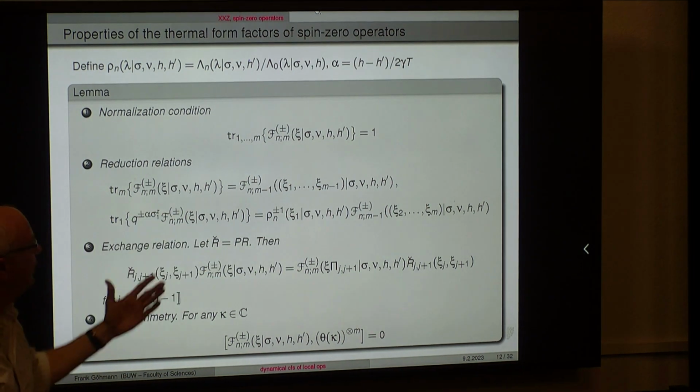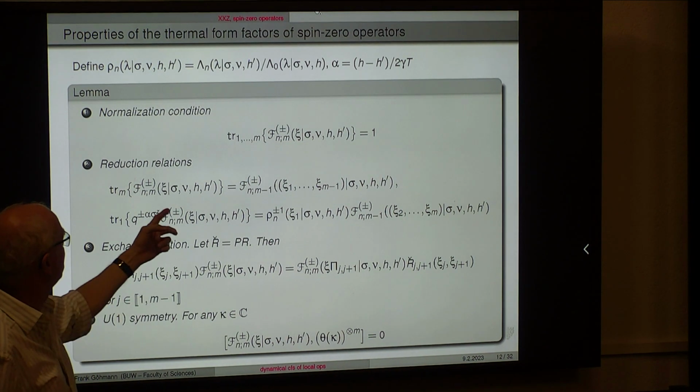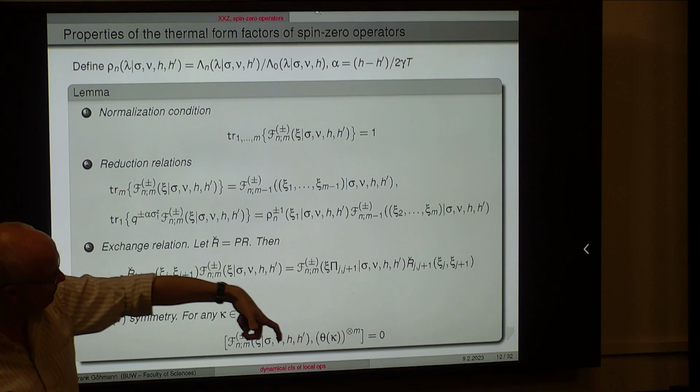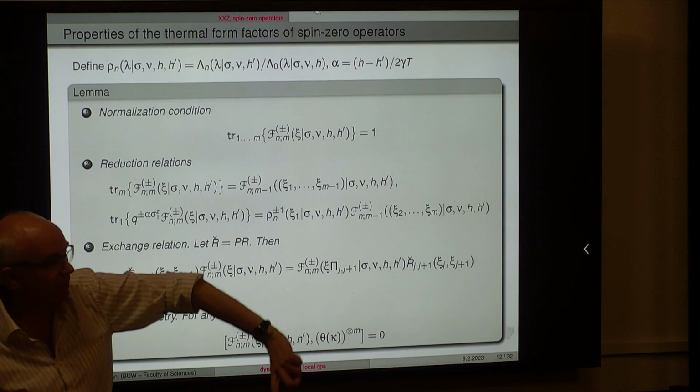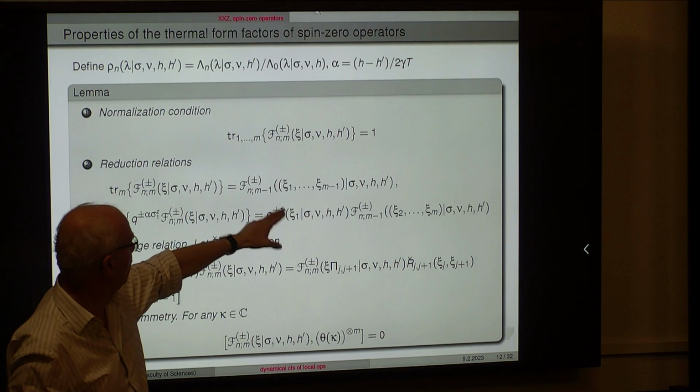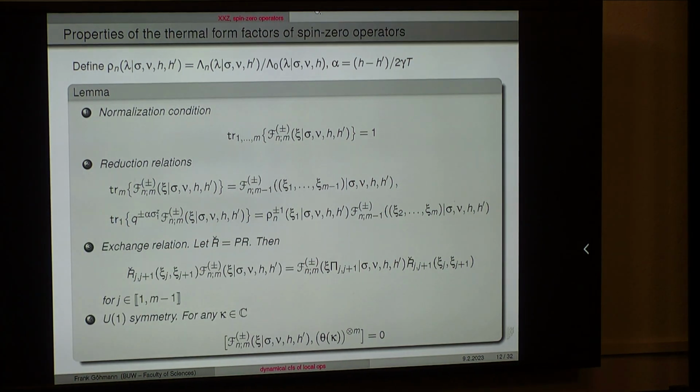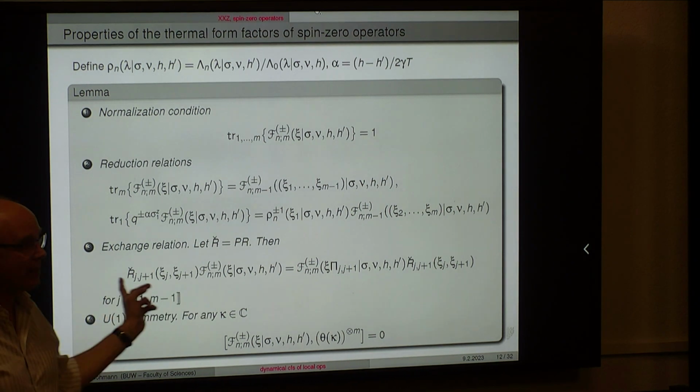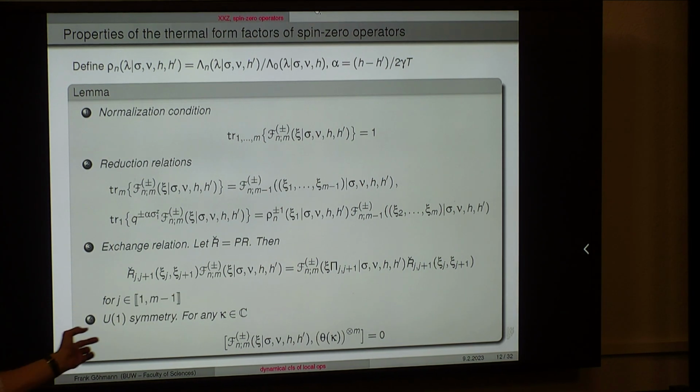Rho was this eigenvalue ratio. There are two types of form factors, plus and minus, depending on whether the excited state is left or right, and you get rho or 1 over rho. This is very important. Then you have other more natural properties, of course, Yang-Baxter symmetry or exchange relation, U(1) symmetry.